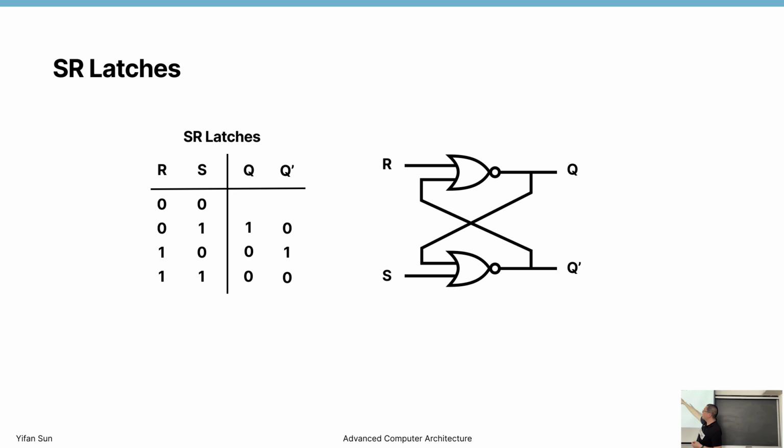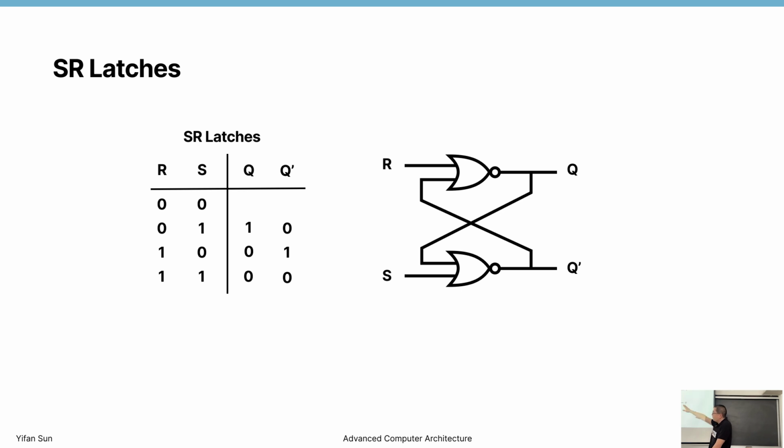If R is 1, this OR gate is connected, so the result must be 0. If S is 1, this OR gate is also connected, so the result must also be 0. So Q and Q prime are both 0 in this case. Now you may say, oh, Q prime is designed to be not Q, right? How can it be 0, 0? So this is generally a state that we don't expect, we don't want this to happen. But if you really put 1, 1 in, that is the result. The result is 0, 0.